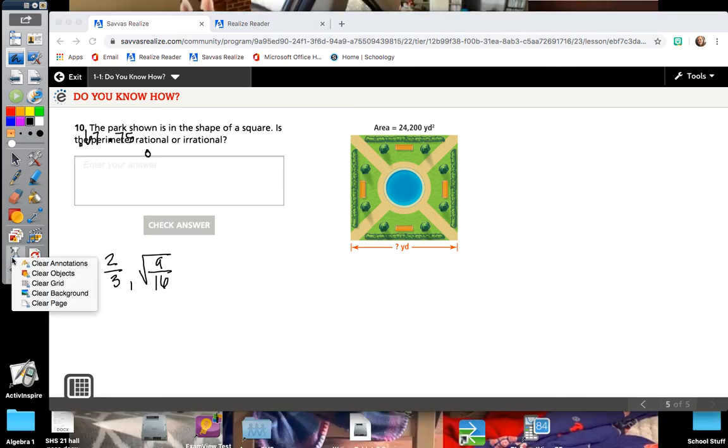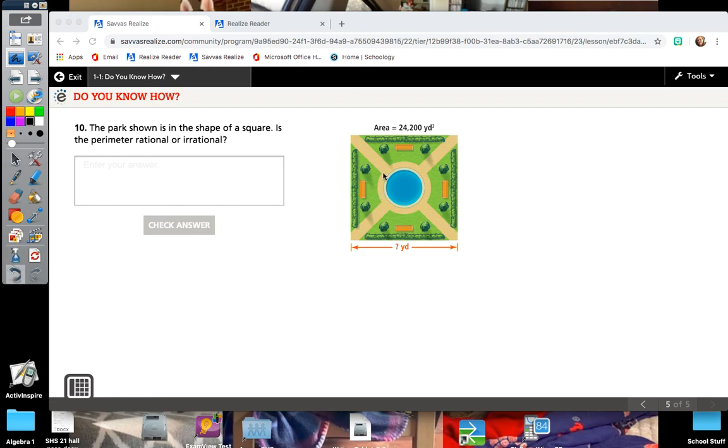Last one, we have a park here shown in the shape of a square. A square just means all of your sides are going to be the same. So whatever you get for one side, that's going to be the answer for all 4 of them. Is the perimeter shown rational or irrational?